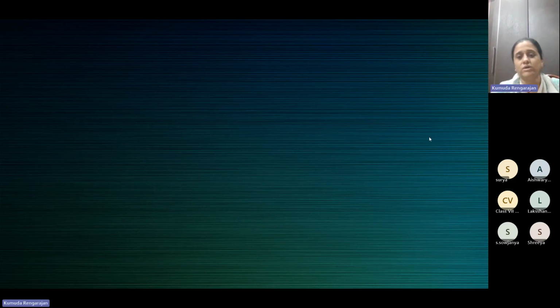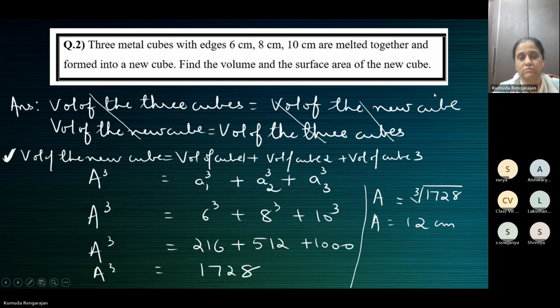So this working is to find the cube root of 1728. If you've forgotten, please open the chapter on cubes and cube roots after the class or sometime tomorrow, go through it, and do it yourself. You need to use the prime factorization method and find the cube root of 1728, which is 12. Now the volume and surface area.